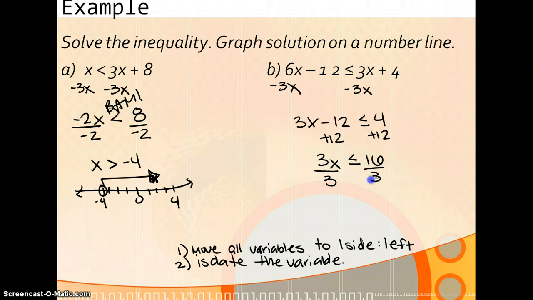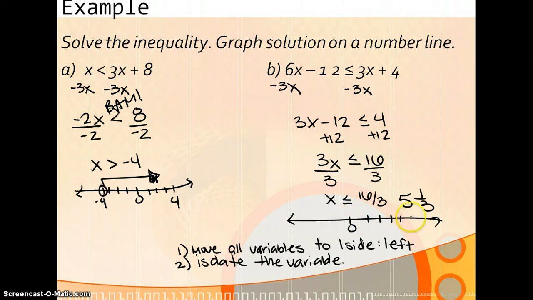Divide by 3. And you're going to get x is less than or equal to 16 divided by 3. So 5 1/3. Okay, just double checking that. To graph that, go to 5. It's a little bit past it. Closed dot, going to the left.